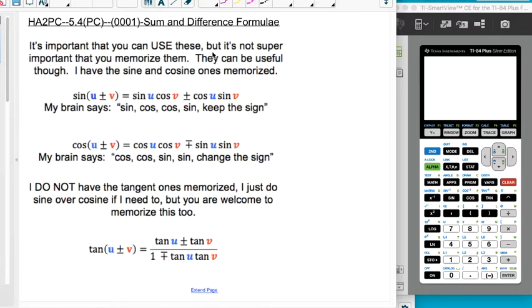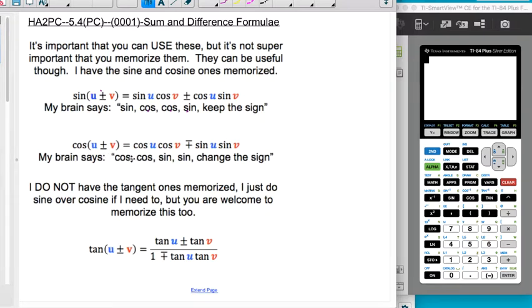sum and difference formulas. It's called sum and difference because it's either u plus v, which would be a sum, or u minus v. When my brain sees the sine one, my brain says sine, cos, sine, keep the sign. Meaning it's sine of the first angle, u, cosine of the second angle, v, cosine of u, sine of v, and then keep the sign. If it was a plus, it's still a plus. If it's a minus, it's a minus.